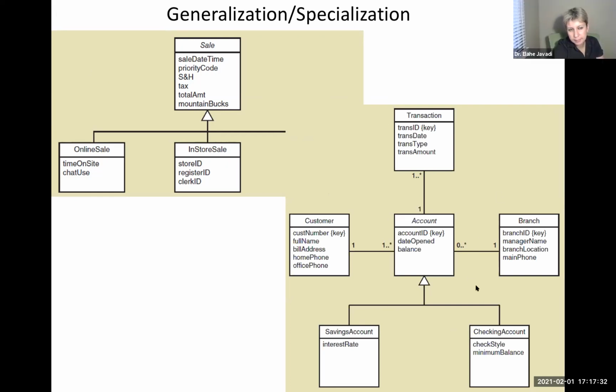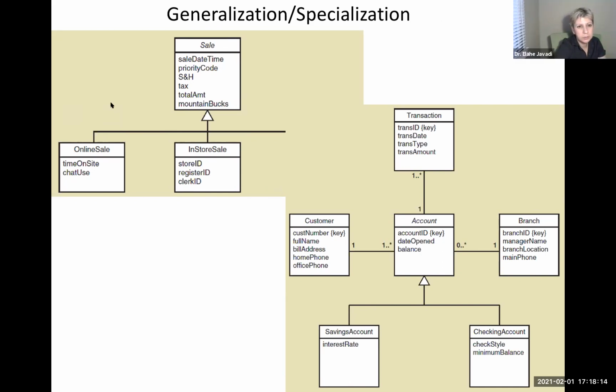Manasa, where is the inheritance hierarchy in this other example? Account. Account is a superclass. Savings account is one type. Checking account is another type. Matthew, how many different attributes do I need to describe an instance of the savings account? You'd have to describe the savings account, which is interest rate, and everything under account, which is account ID, date opened, and balance. Absolutely.